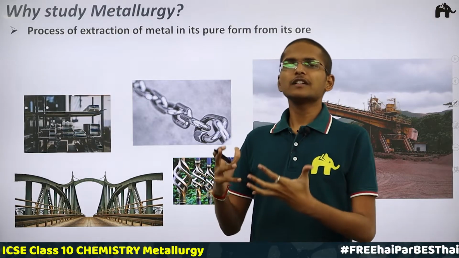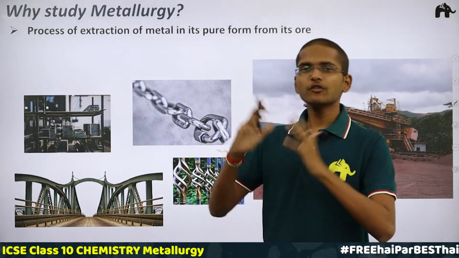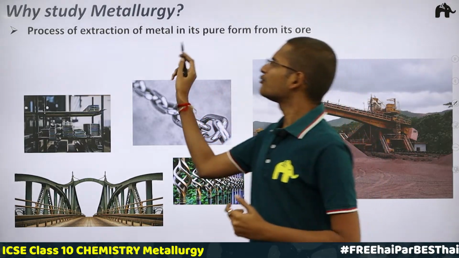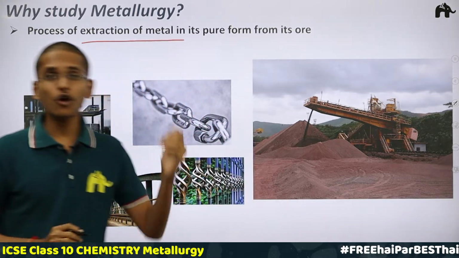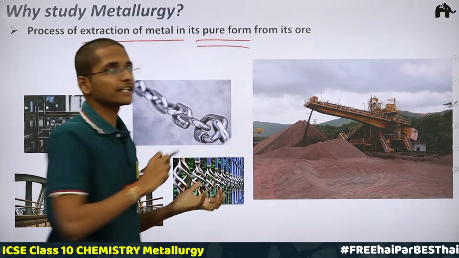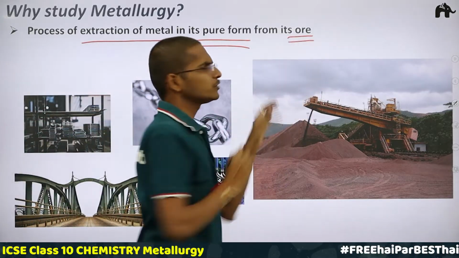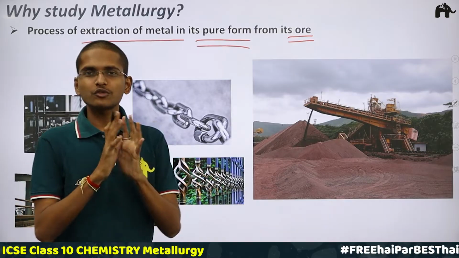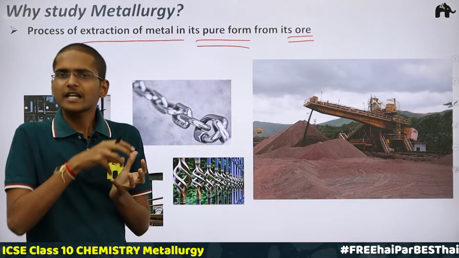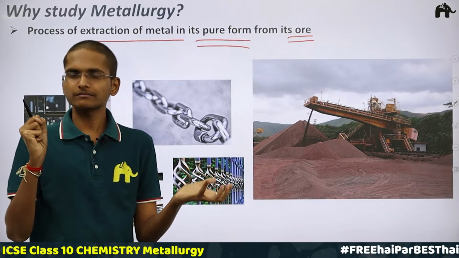So before starting to study this chapter, metallurgy, first let's try to understand why we should study metallurgy. But before that, let's first understand what is actually metallurgy, right? It may be a new word for you. So metallurgy is a very simple process of extraction of metals in their pure form. So we are extracting the metal in its pure form from its ore. Now don't go into details right now about the ores, because we are going to study ores and minerals in very much detail. Just simply understand that we are extracting metal in its pure form from its naturally occurring compound. This is called metallurgy.